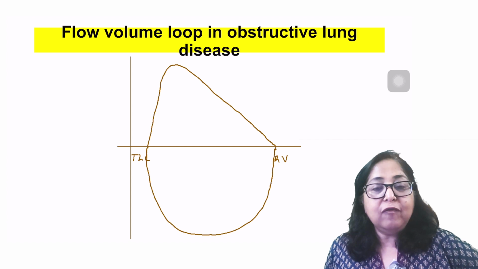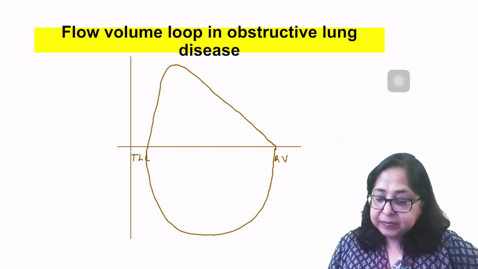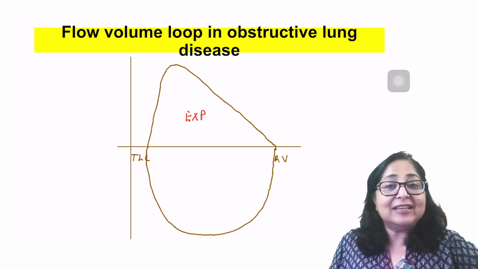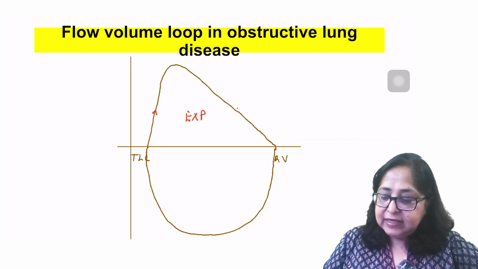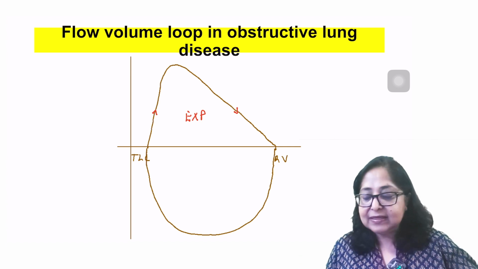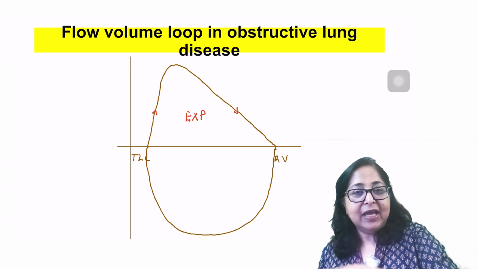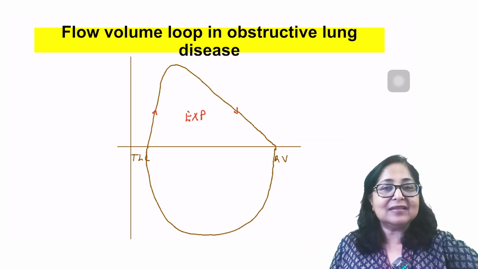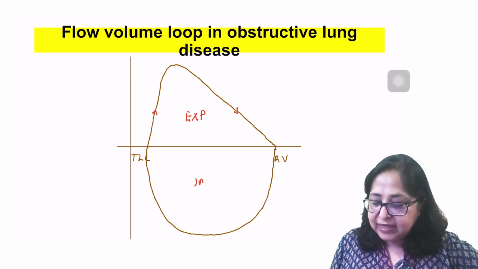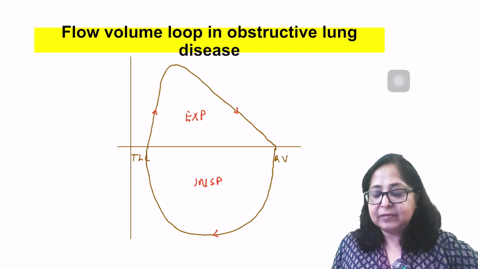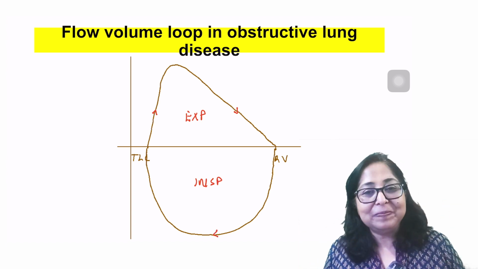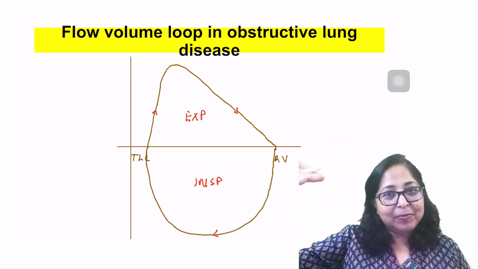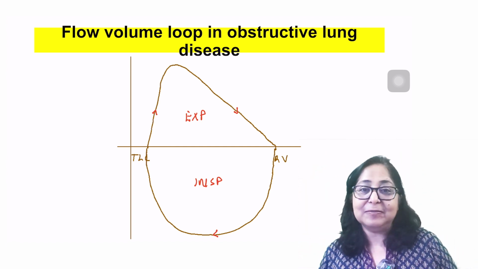Now, what is a flow volume loop? Now, this is expiration. This is an expiratory curve. He started the maneuver from total lung capacity up to residual volume. Now, when he is at residual volume, we ask the patient to take a maximum inspiration and we get an inspiratory curve. Together they form a loop. So above the horizontal line is the expiratory curve. Below that will be the inspiratory curve.